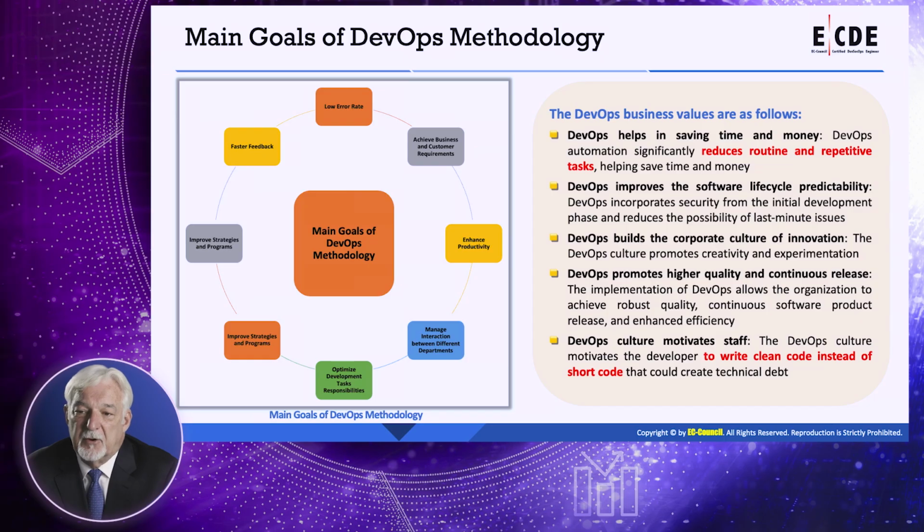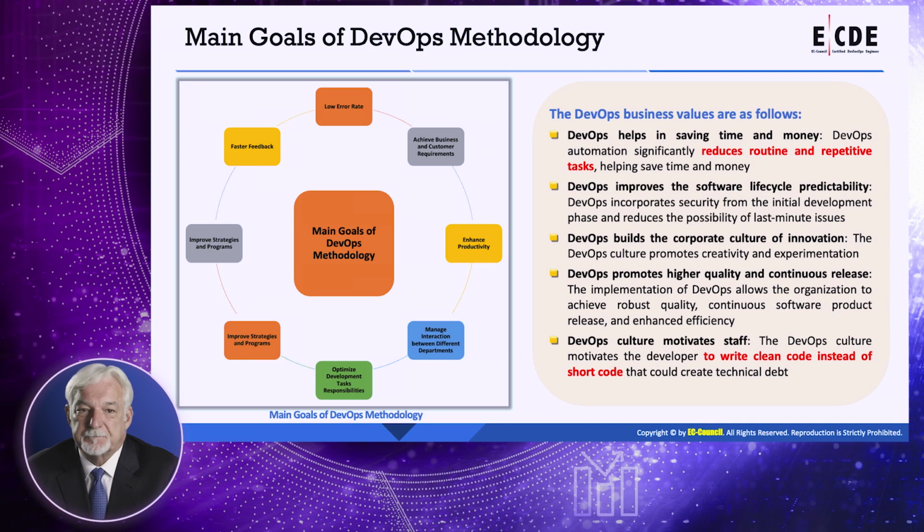A DevOps culture motivates the staff. Basically, it motivates developers to write clean code instead of short code that could create technical debt. And basically, what we mean by technical debt is that if we create a piece of code that introduces an issue in some fashion, like a security technical debt would be a hard-coded piece of credentials in the code, we have that problem moving forward. So in other words, we create something and move it forward into a production environment, knowing it's a problem, creates a technical debt.